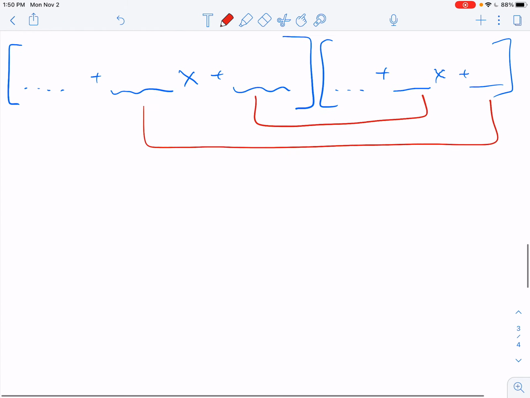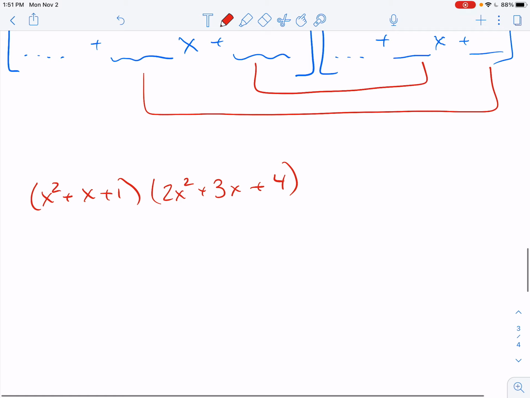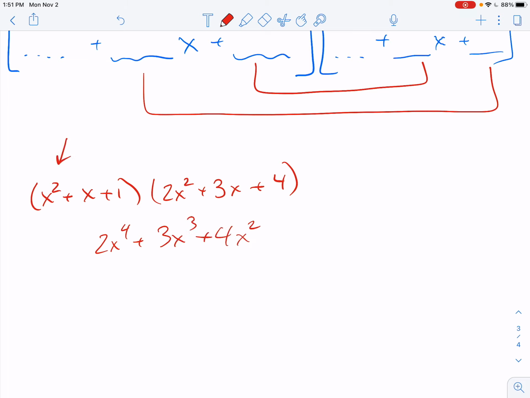Okay, think about this for just a second. Notice if I had, like, x squared plus x plus 1 times 2x squared plus 3x plus 4, just to change this up. If I expand it out, I have 2x to the fourth plus 3x cubed plus 4x squared. I just multiplied this by everybody in the other one. Then I multiply the next one by everybody: 2x cubed plus 3x squared plus 4x. Notice how I'm lining things up. Then I multiply that, and I get this exact thing that I started with.